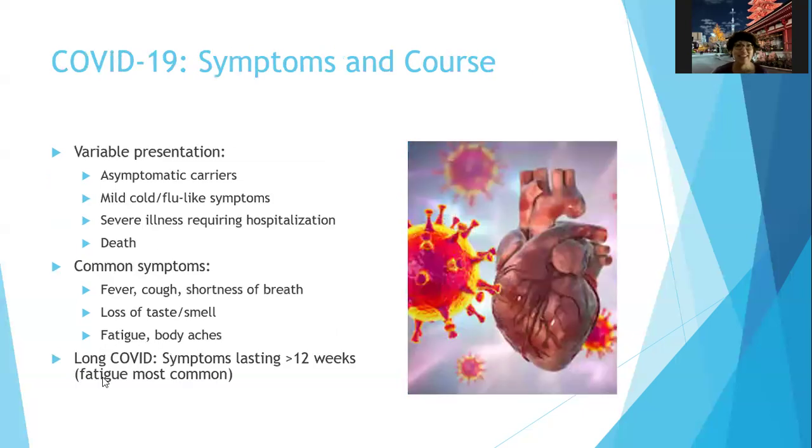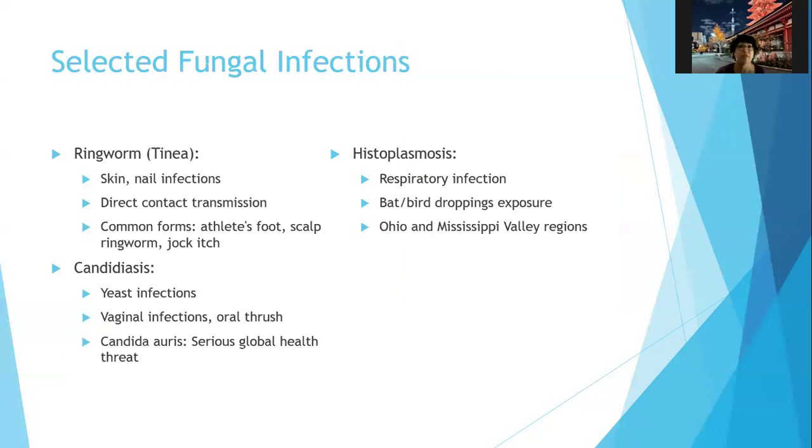That's my message. Variable presentation. There are asymptomatic carriers. You can be transmitting disease even if you're asymptomatic. It can be anything from mild cold and flu-like symptoms to severe illness requiring hospitalization or death. So common symptoms are fever, cough, shortness of breath, sore throat, headaches, loss of taste and smell, fatigue, and body aches. Long COVID is symptoms that last longer than 12 weeks, and fatigue is the most common one of those.